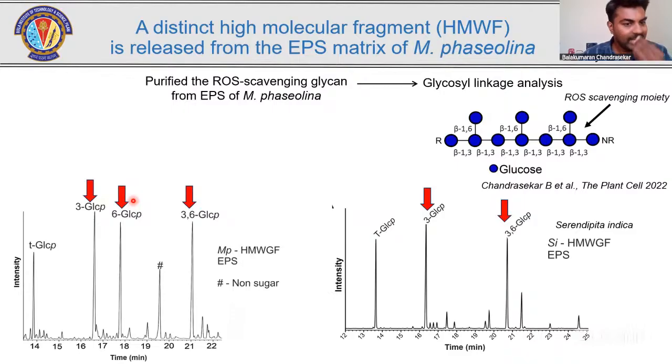So we don't know the functional relevance of 6-linked glucose, but I've already told you that 6-linkage is relevant with the ROS scavenging property. So currently we are doing an NMR in our lab to know the structure of this particular fragment. But already we were able to see that the pathogen is again making use of the beta 1,6 glycosyl linkages to make itself more adaptable to the environment, because it can survive in the high ROS conditions during the infection with the plants.